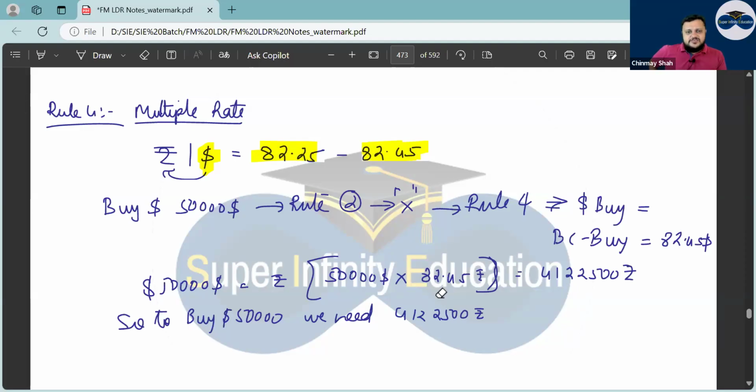Is this okay? Whenever you go to buy the base currency, will you get the cheaper rate or the expensive rate? Expensive. Always expensive when you go to buy the base currency. When you go to sell the base currency, you get the cheaper rate. And the difference between both is nothing but the spread, right? That is what the bank earns.